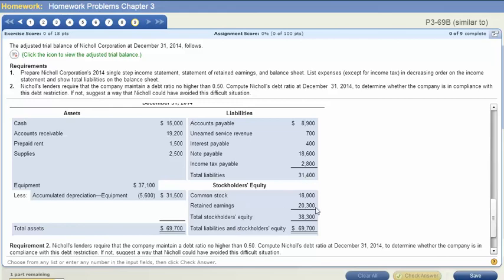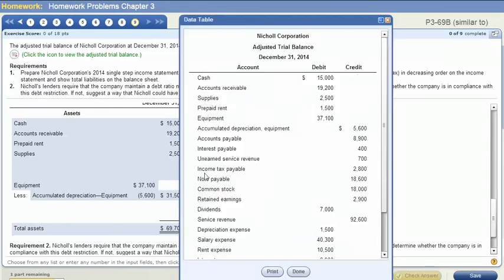Retained earnings will get people in trouble because they'll come over to the adjusted trial balance and they'll try to pull retained earnings, but this is retained earnings not as of this date. It's retained earnings as of the beginning of the period, which you can tell because the books still have service revenue in them and they still have expenses in them.